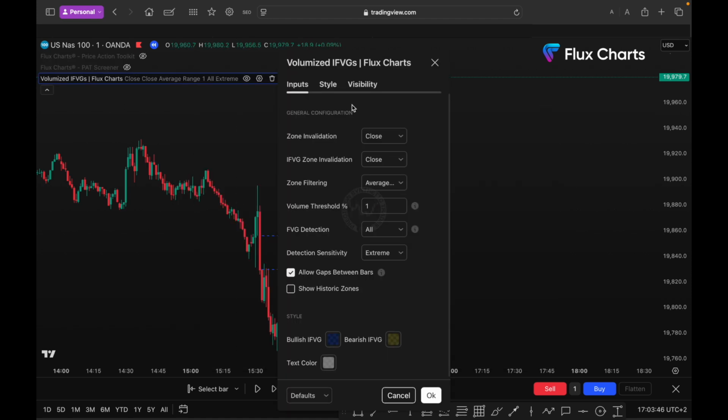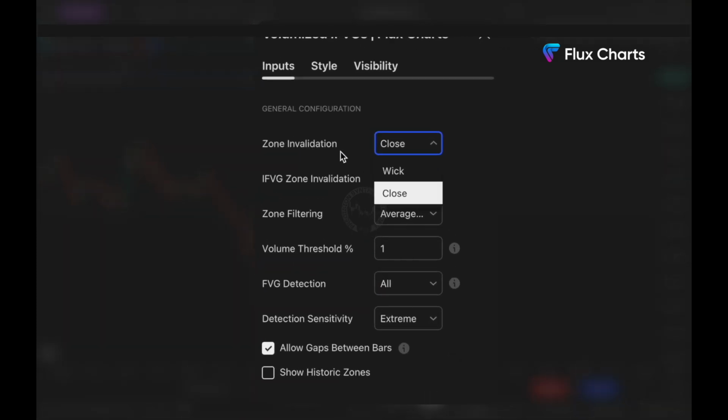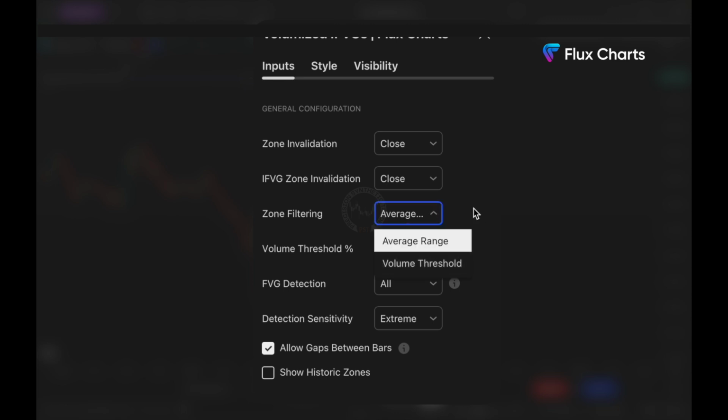Okay, so when you add this indicator to your chart, there's a few settings that you can change here. Zone invalidation, you can choose close. Inverse fair value gap zone invalidation, you can choose close again. Zone filtering, I keep on average. This you can play around with, but this only gets affected when you change the volume threshold, so you can just keep it nice and standard.